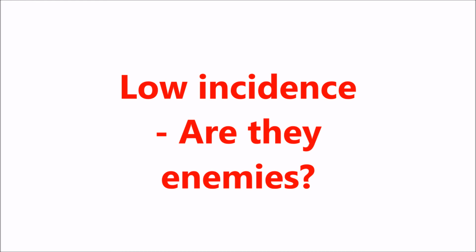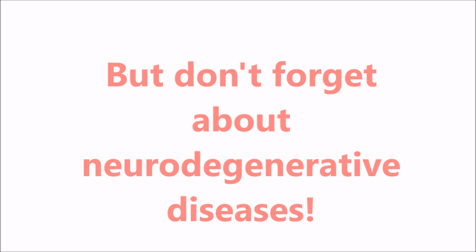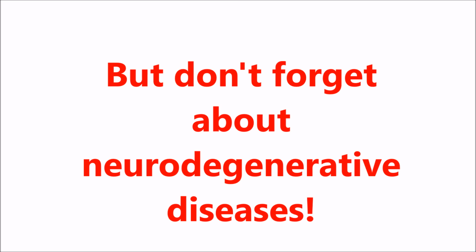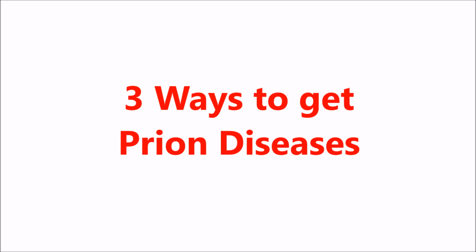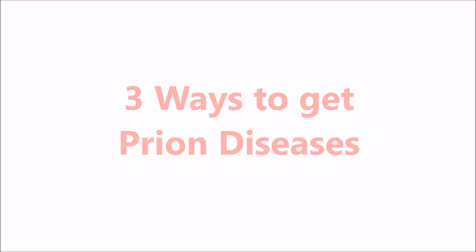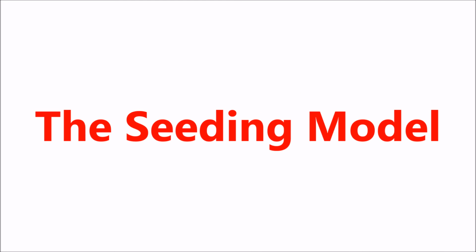Although, as we discussed, because of how rare the diseases actually are, could they really be considered enemies? When one considers the link with neurodegenerative diseases and how much more common these diseases are, suddenly it becomes more realistic to think of prions as a foe. As we said, there are 3 ways to get prion diseases. One way could be acquisition through ingestion of contaminated meat, another way could be spontaneous, or simply it could be genetic. We also talked about how a prion propagates and spreads around the brain, looking at the seeding model.